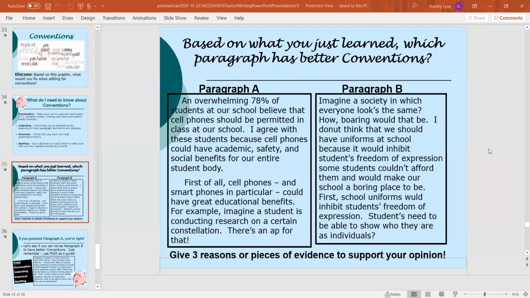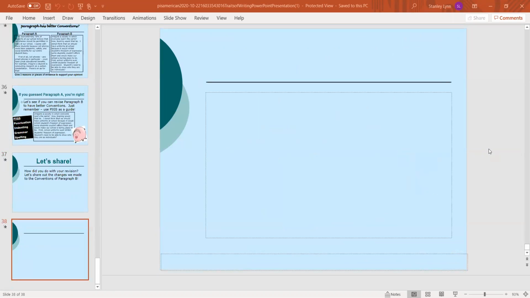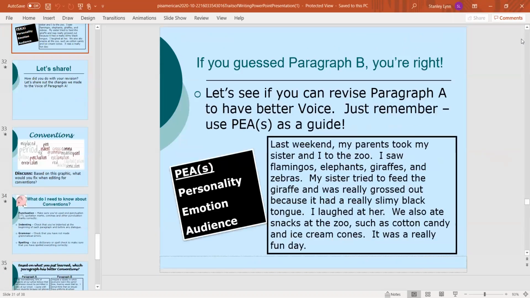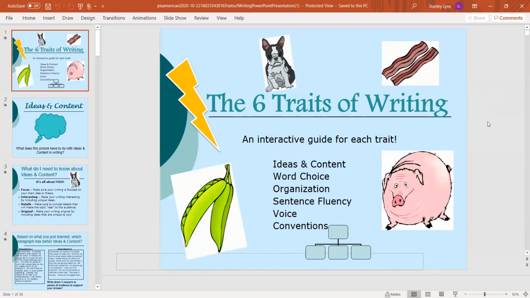Based on what you've just learned, which paragraph has better conventions? You know what to do. Okay? Let's go back to the beginning. Now, what questions do you have for me?